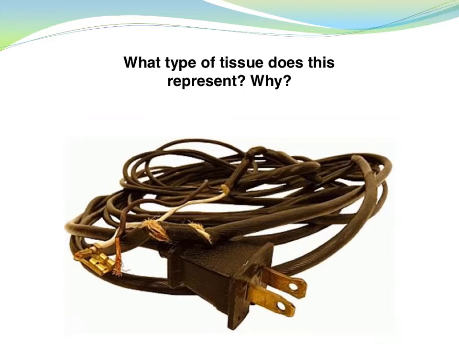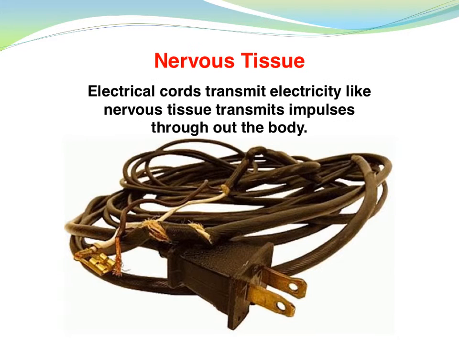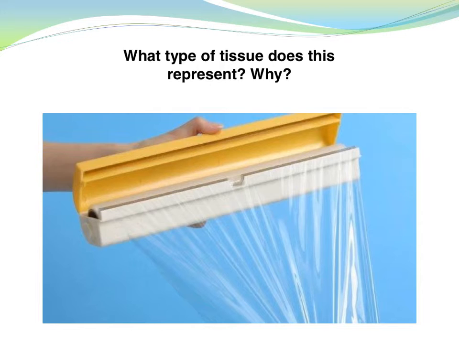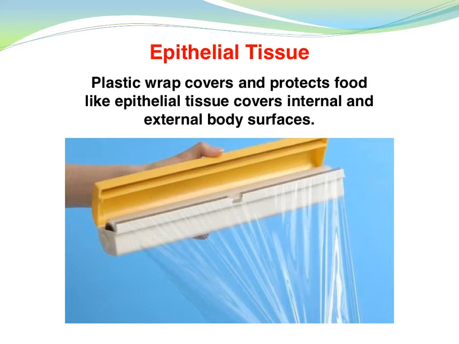What kind of tissue might this electrical cord represent? And why do you think so? Electrical cord transmits electricity like the nervous tissue transmits impulses throughout the body. What kind of tissue would plastic wrap represent, and why do you think so? Well, plastic wrap covers and protects food, kind of like how epithelial tissue covers internal and external body surfaces. Make sure you know how to pronounce epithelial tissue.